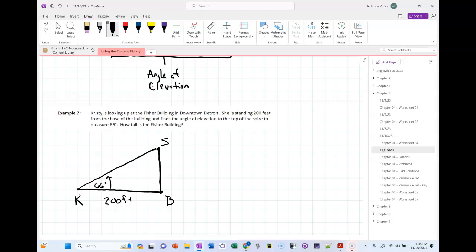What am I missing here in my picture? Somebody take a risk. What can I assume based on the situation and add to this picture? Grace. A right angle. That's correct. So we should be able to assume there's a right angle between the ground and the base of the building. Why is that?